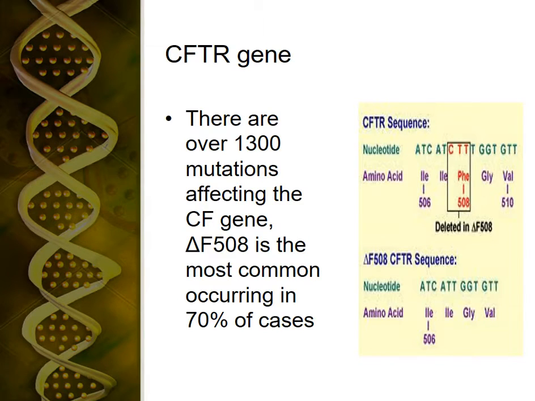The CFTR gene, there are over 1,300 mutations affecting the cystic fibrosis gene. Delta F508 is the most common, occurring in 70% of cases. And in the Delta F508, the normal CFTR sequence should have isoleucine, phenylalanine, glycine, and valine. Because the CTT is deleted, it changes it from isoleucine to glycine and valine. The phenylalanine is deleted. And this results in the non-functioning channel.